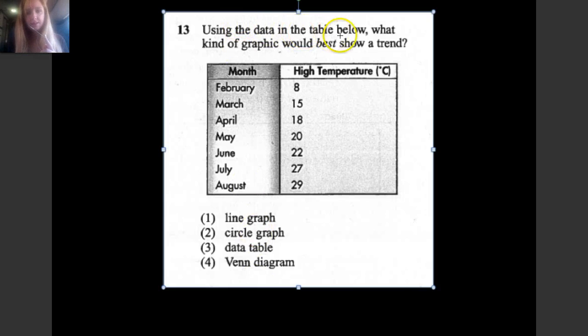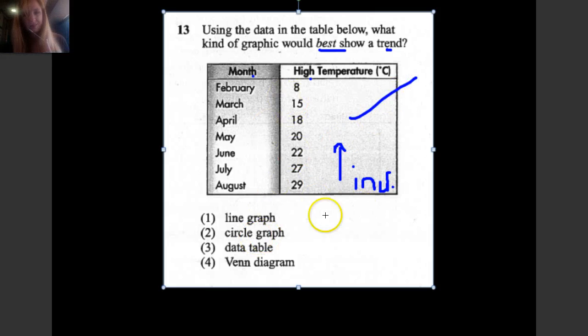Number 13. Using the data in the table below, what kind of graphic best shows a trend? So if I were to take this, what would show the trend? Month and high temperatures. Oh, look, the high temperature is increasing. I haven't been able to say that for a while, right? Because none of these have really shown that trend. All right. So, a line graph. We go from February to August.